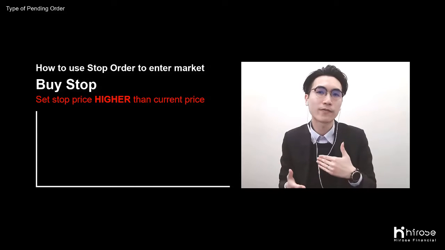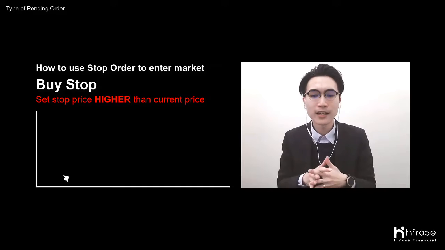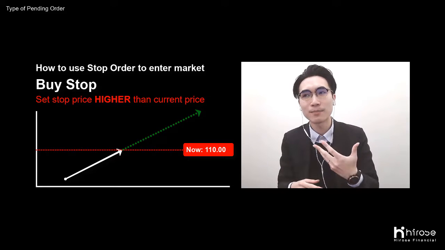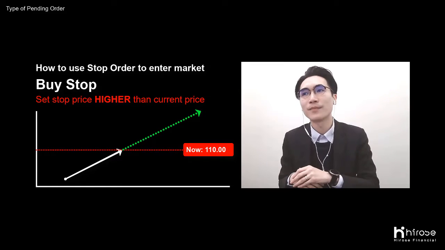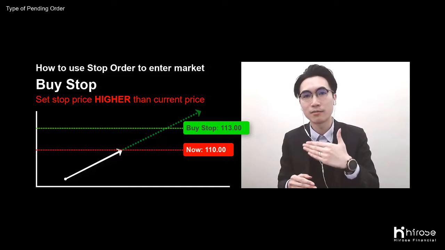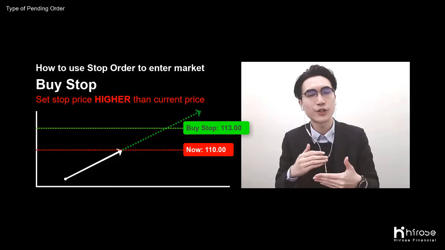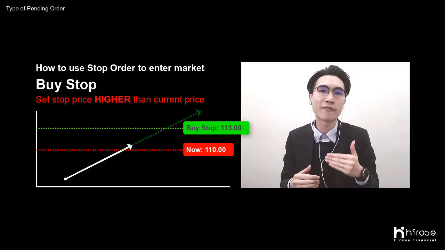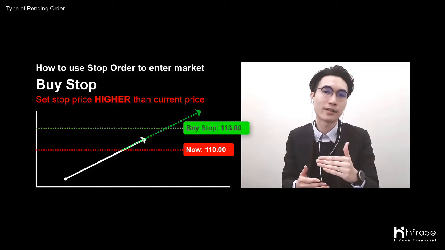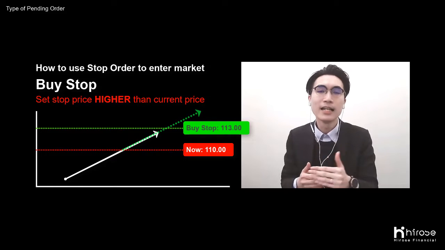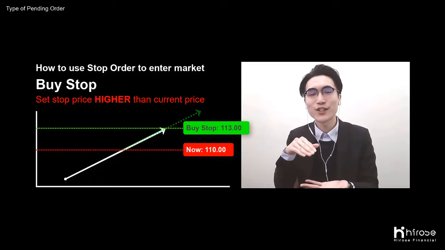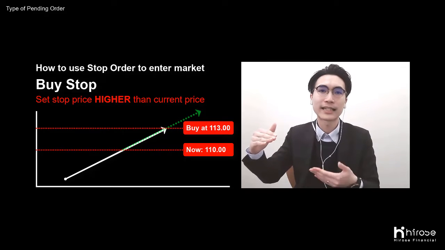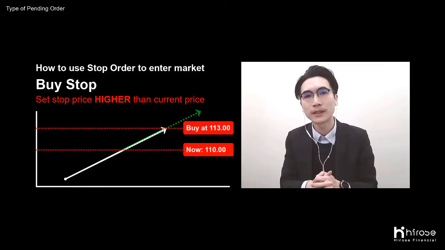Let's say I trade with US dollar and Japanese yen. Let's say the price now is 110. If my analyst tells me that the price is going to go up when it reaches 113, then I will set my stop price, the buy stop price, at 113, which is higher than the current price. The current price now is 110. Now when the price reaches my buy stop price, then my order is going to be executed. That's how I enter the market with a buy stop order.